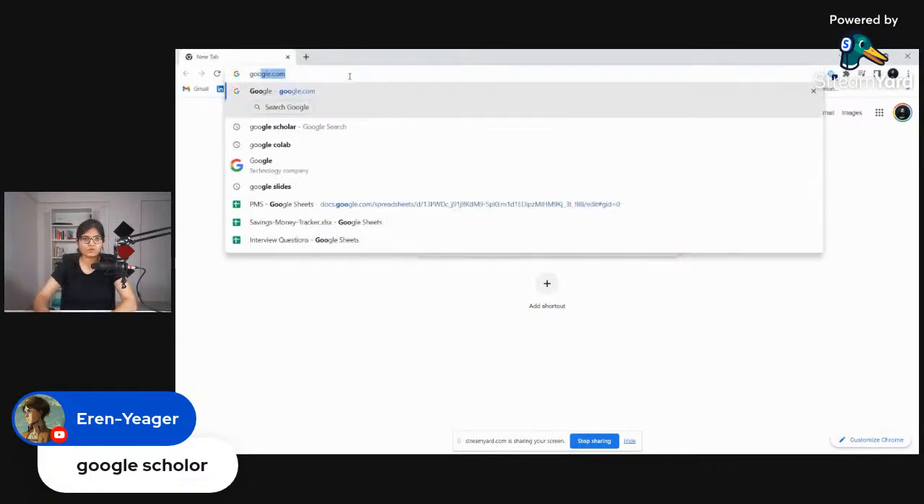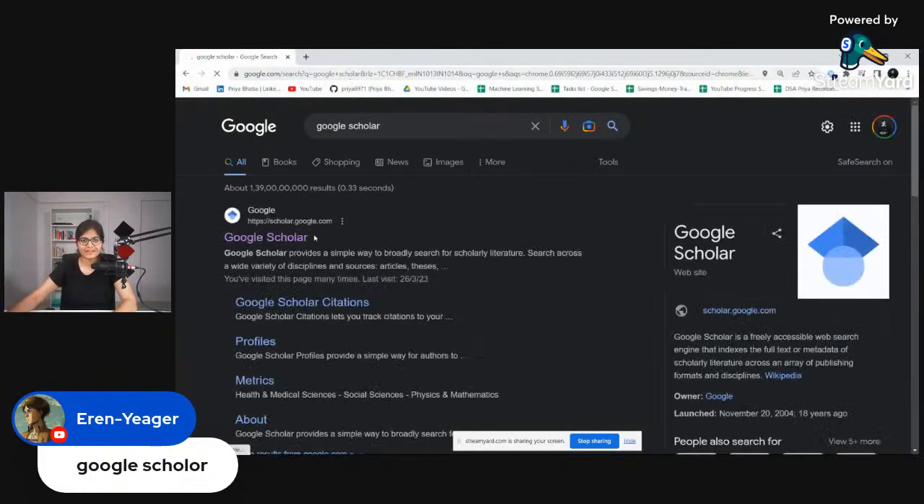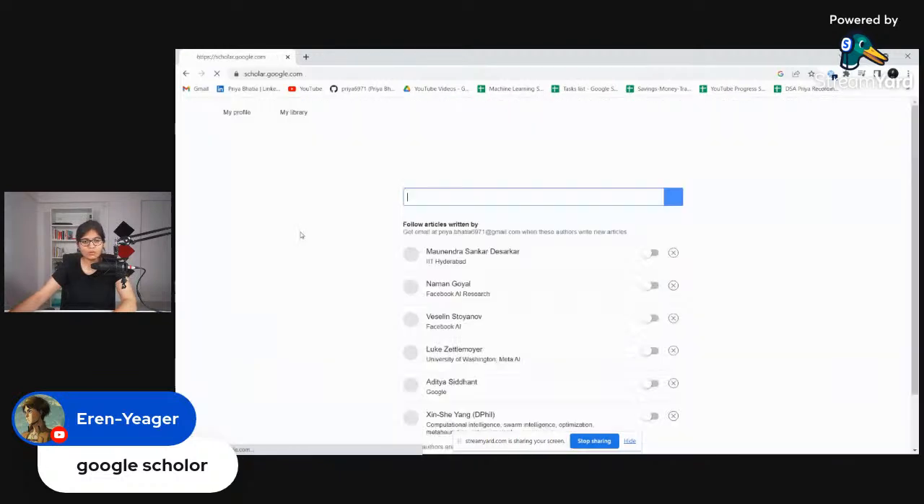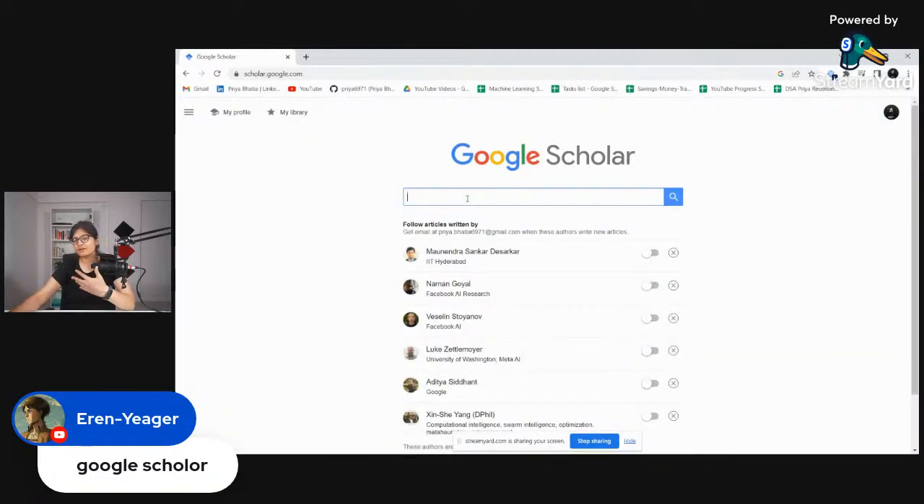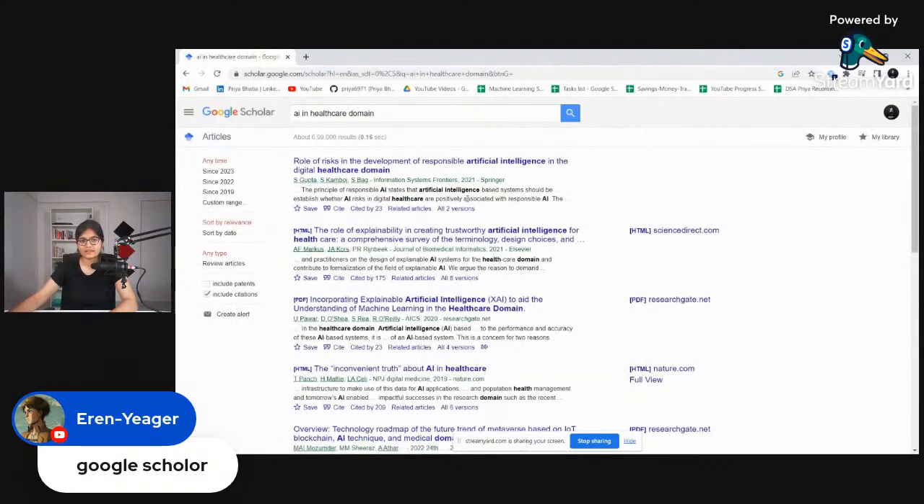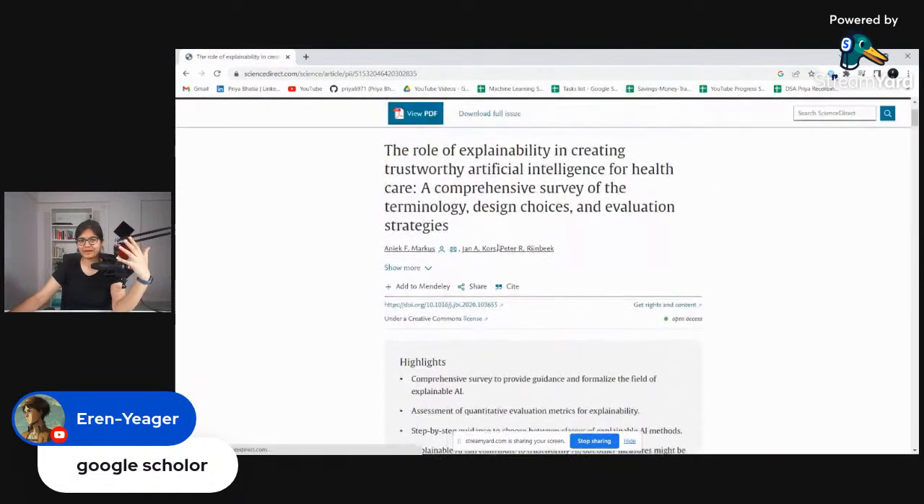So if I just say Google Scholar, you will get the very first link. Now, when I enter this, you will get this kind of a search page. Suppose I want to search for a research paper in the AI in healthcare domain. If I write this, you will see that there are so many research papers, in priority order, right? Then you can see what is happening.